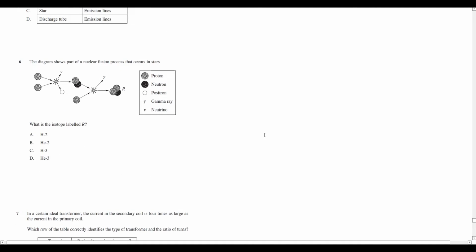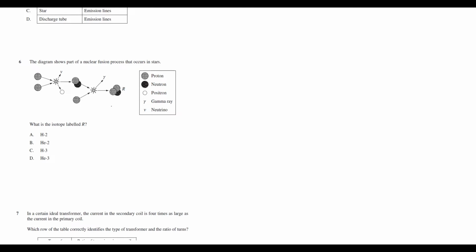Now, moving on to question 6. The diagram shows part of a nuclear fusion process that occurs in stars. It then asks us, what is the isotope labeled R? So right at the end, what is this? Okay, so we know that that's a proton and that's a neutron. So this has 2 protons and 1 neutron.